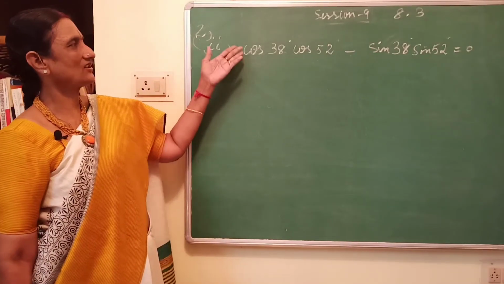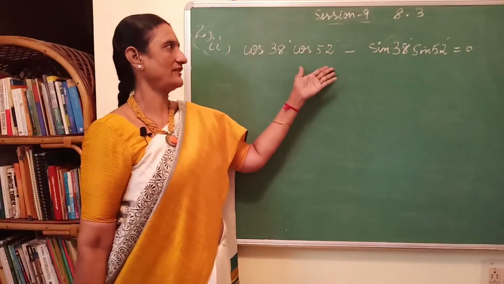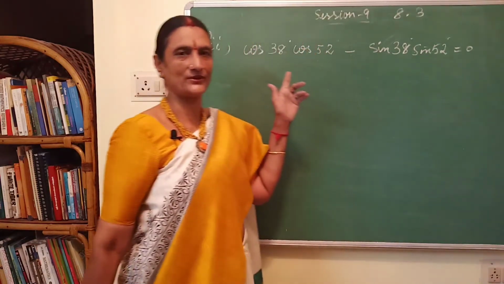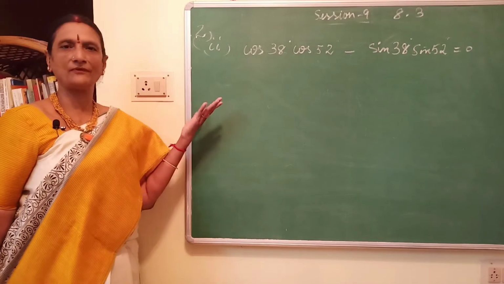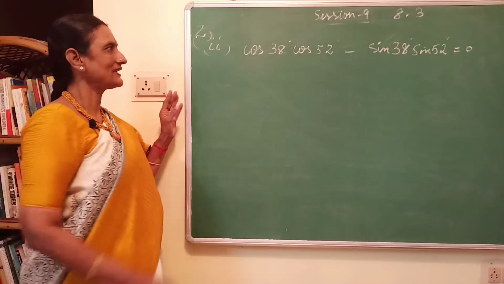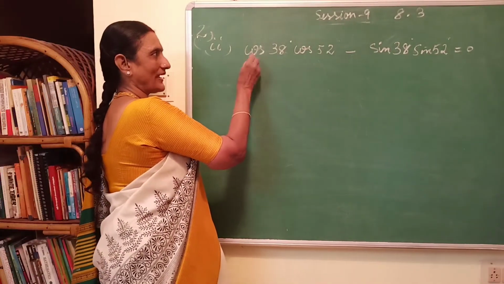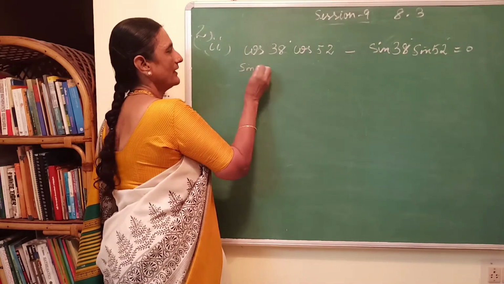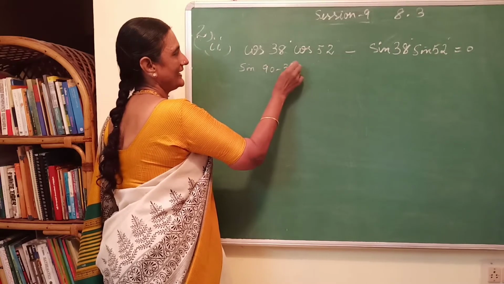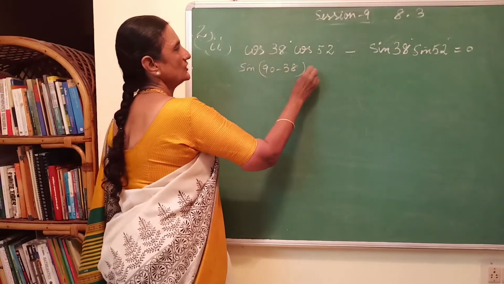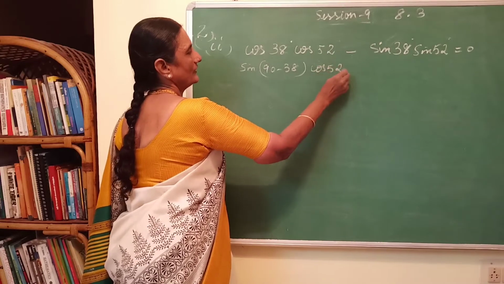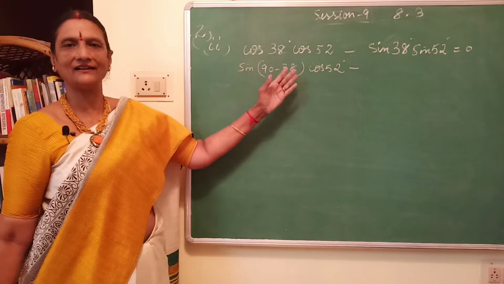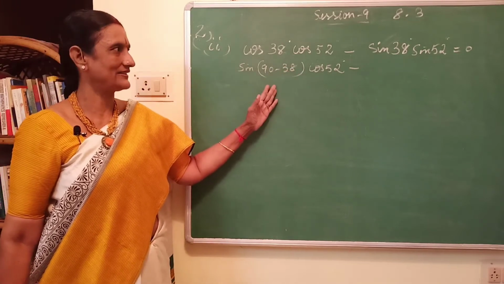Second subdivision, cos 38 into cos 52 degrees minus sin 38 degrees into sin 52 degrees. Now 38 and 52 are obviously complementary angles. So what I am doing, I am trying to write cos in terms of sine. So it is sine of 90 minus 38 into cos of 52 degrees. Now sine of 90 minus 38 is sine 52 degrees.